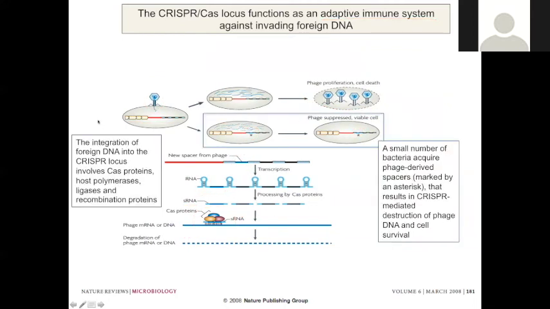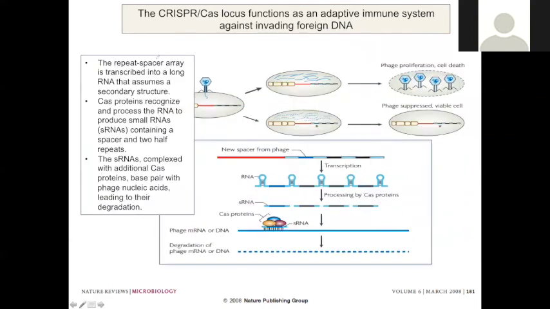So the integration of foreign DNA into the CRISPR locus involves Cas proteins, host polymerases, ligases, and recombination proteins. It is in effect a modification of the bacterial genome by the insertion of this invading foreign DNA. And in doing so, it creates a type of adaptive immunity for future infections of that particular bacterial cell.